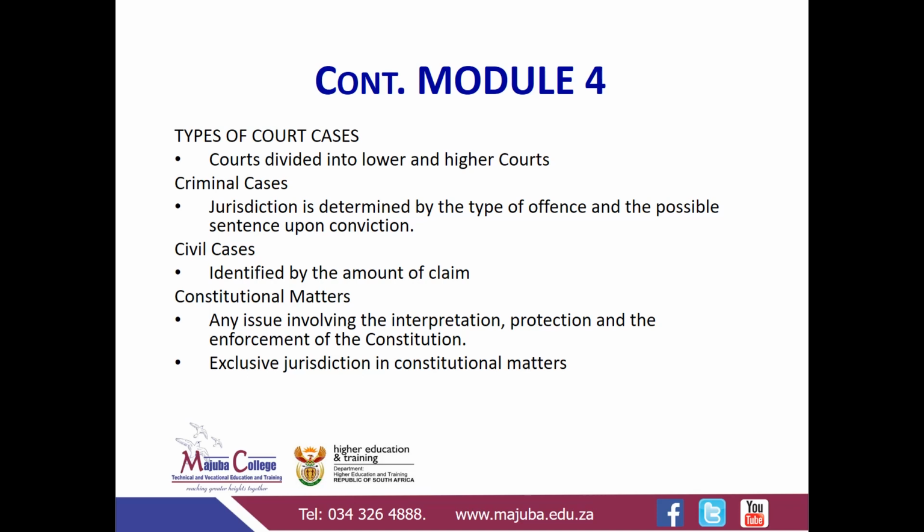It's in Joburg. Now let's talk about the jurisdiction of the courts. How is it determined? Jurisdiction is determined by the type of offense and the possible sentence upon conviction. For example, if you committed murder, your case would be tried in the regional court or the high court, because you are going to get a very high sentence. But for assault, you will be taken to the magistrate court because the sentence there is minimal.